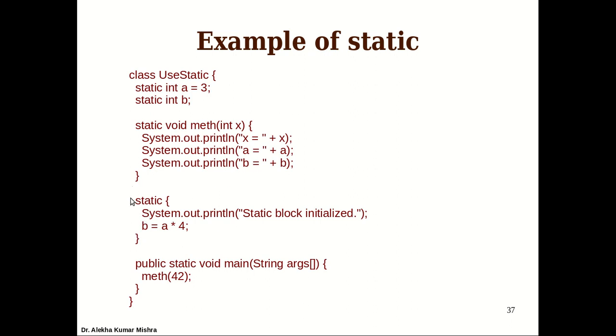Then this is the static block. A static block will always have the keyword static with open curly braces and close curly braces. This is the way to define a static block. Then you can write all the statements that will be executed once, when the class is loaded and before any object is created. That is very clear. Here we are printing that the static block is initialized, and we are initializing B using the value of A. That's why a little bit of computation is involved. So we can do this kind of task in the static block.